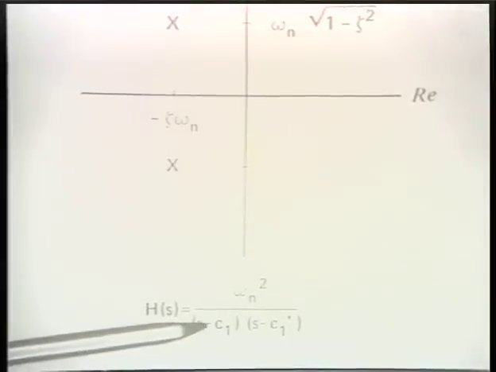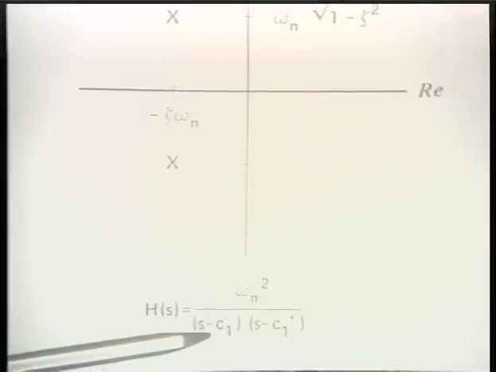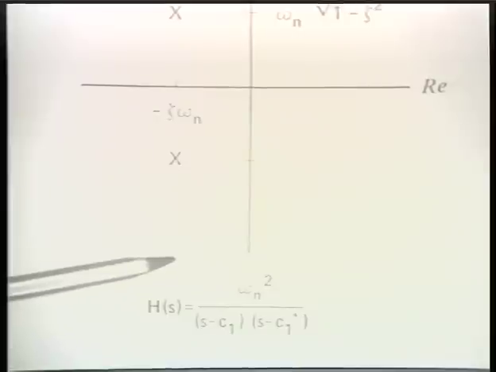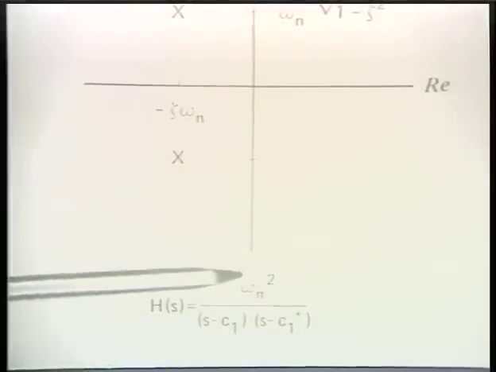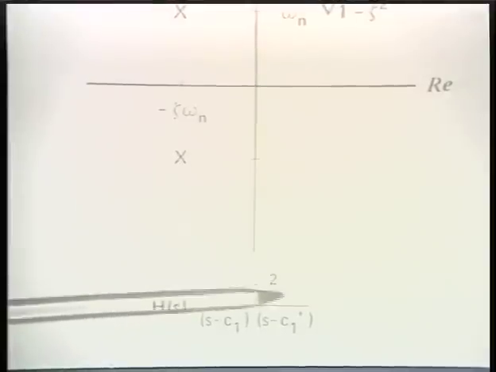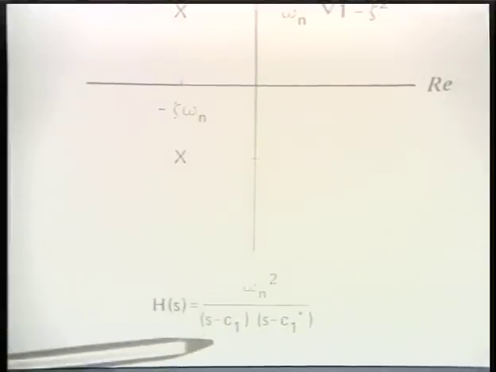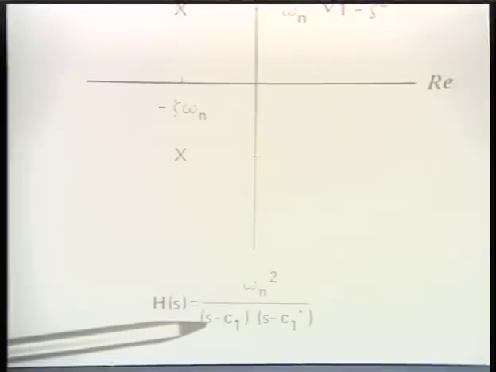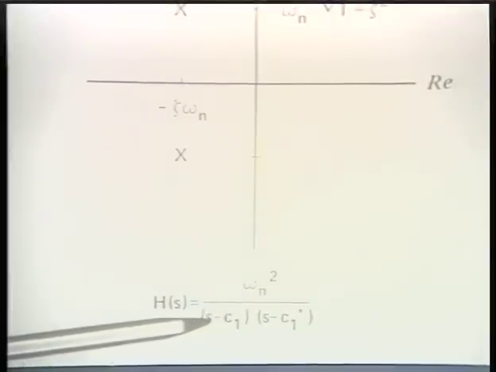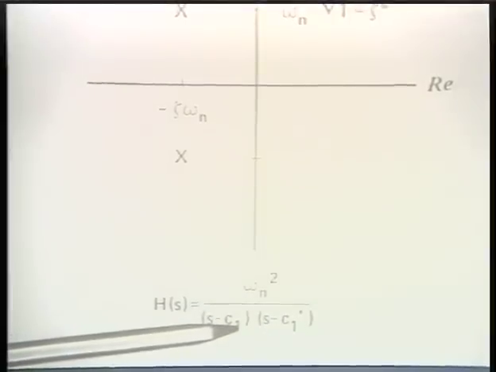Well, there's a very convenient way of doing that geometrically by recognizing that in the complex plane, this complex number minus that complex number represents a vector. And essentially, to look at the magnitude corresponds to taking omega sub n squared and dividing it by the product of the lengths of these vectors. So let's look, for example, at the vector s minus c1.